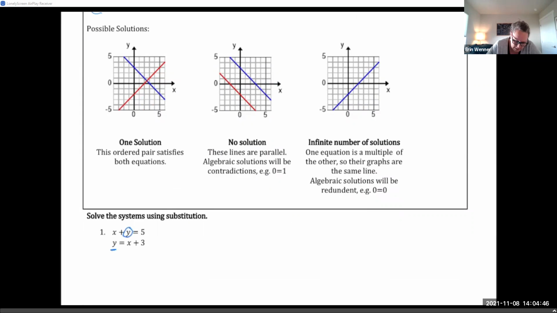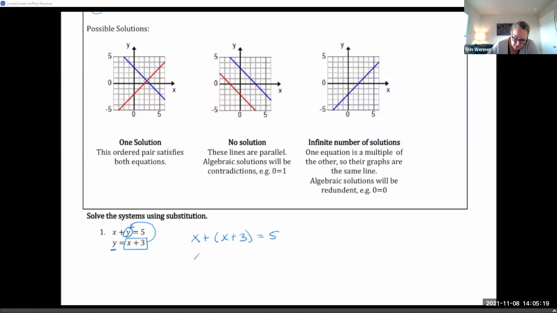And what we want to do is take the stuff that y equals and substitute it in for y in the first equation. So what does that look like? Well, instead of writing x plus y equals 5, we're going to write x plus (x + 3) equals 5. So again, we know that x plus 3 is equal to y in the second equation, and we have a y in the first equation. So we replace the y in the first equation with what y is equal to in the second equation.